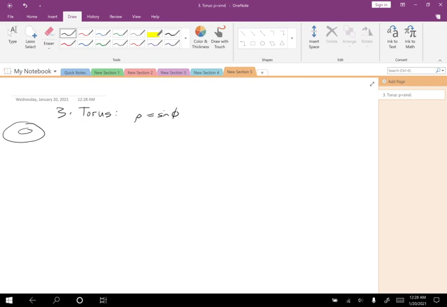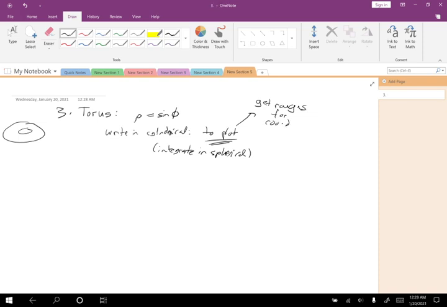Well, I would actually try to write this in cylindrical coordinates, just for the purposes of plotting. I would integrate in spherical. And why are we plotting? We're plotting to get ranges for the coordinates.